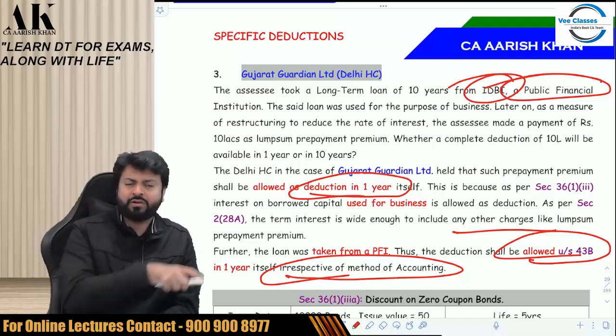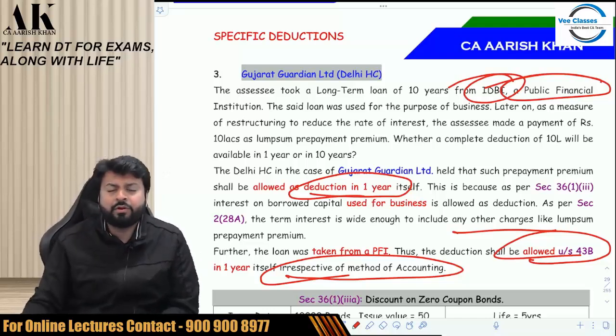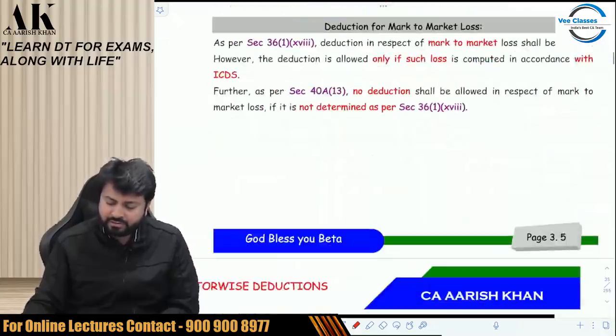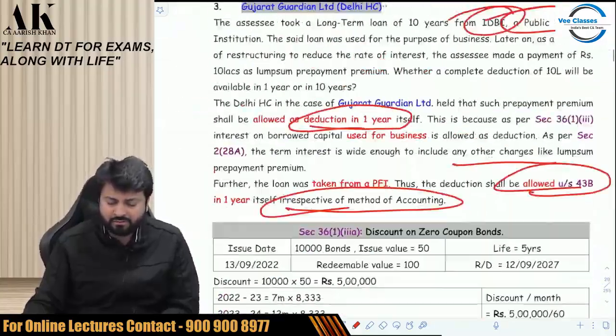It's a beautiful case law. Beautiful, beautiful case law it is. Very, very important case law and extremely beautiful case law.